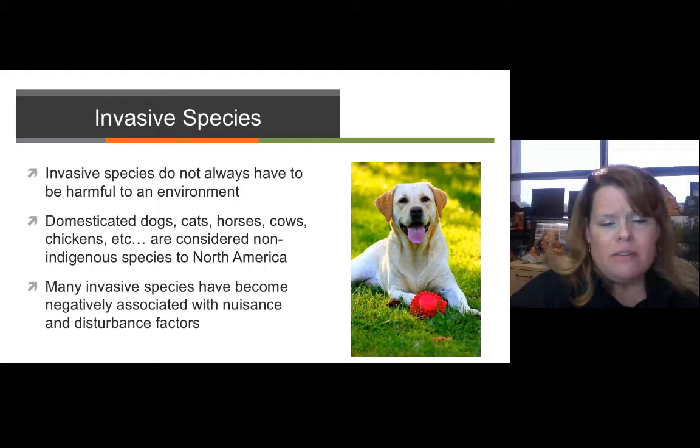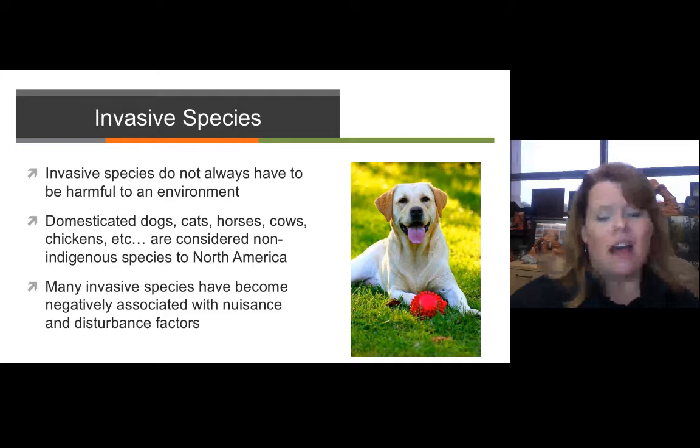Domesticated dogs, cats, horses, cows, chickens, etc., are typically considered to be non-indigenous species to North America. A couple of indigenous species that you might not recognize as being originals to North America would be something like the camel, and now it is indigenous to another continent. Many invasive species have become negatively associated with nuisance and disturbance factors. For a very good reason, they've earned that title.